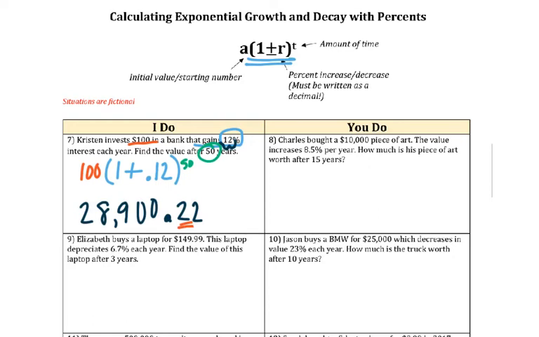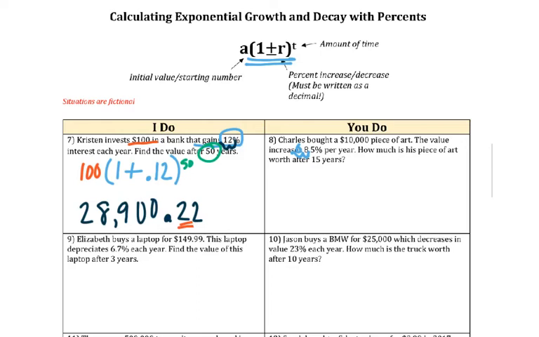Okay, so try the same thing with number 8. Don't let the decimals scare you. Just practice the formula. What we care about most this week is that you can use the exponential growth and exponential decay formula. So try number 8, very similar. We start with an initial value. It's increasing. 8.5%, you have to move that decimal 2 places to the left. So your R, your rate, your decimal is 0.085. How much will this piece of art be worth after 15 years?